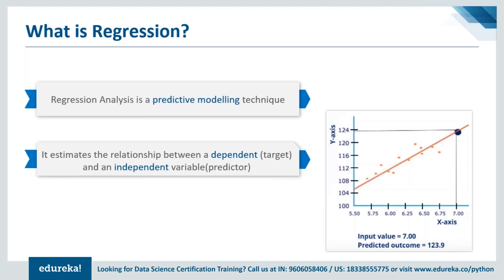If you read it, it estimates the relation between a dependent variable, which is the target, and an independent variable, which is the predictor. In our example of predicting tomorrow's temperature, all the parameters we mentioned, the month of the year, the continent, the geography, are your independent variables, while the dependent variable is the actual temperature.